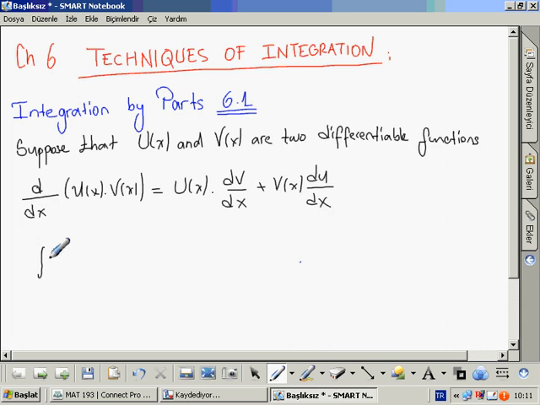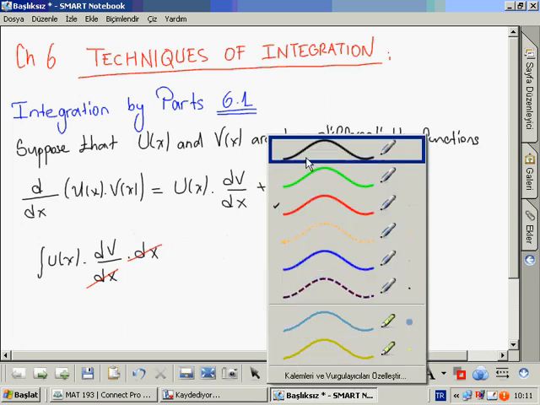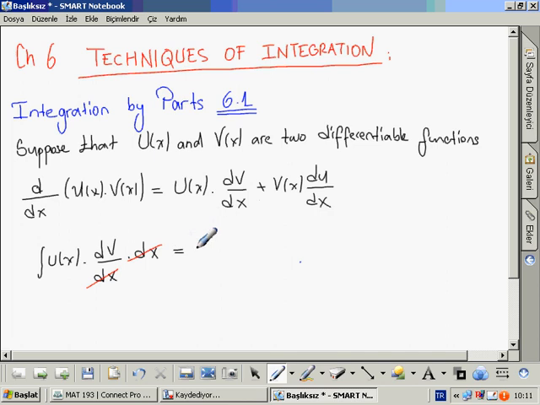And the integral of u(x) times ∂v/∂x times ∂x, this part is cancelled, it equals u(x) times v(x) minus the integral of v(x) times ∂u/∂x times ∂x.